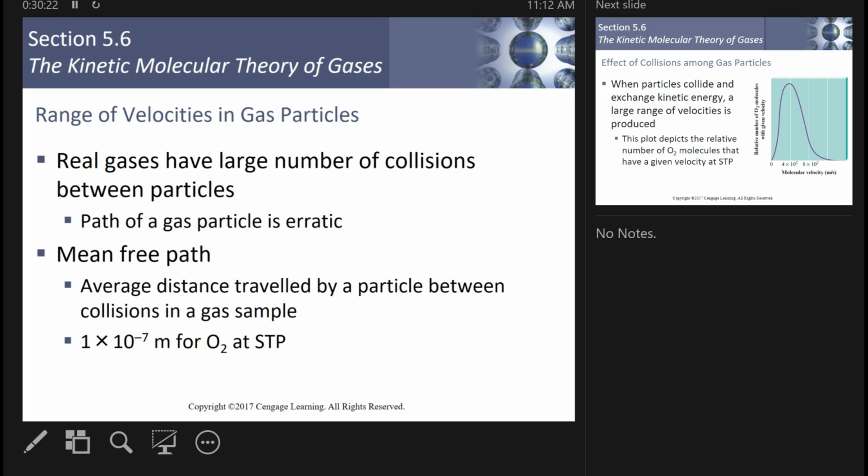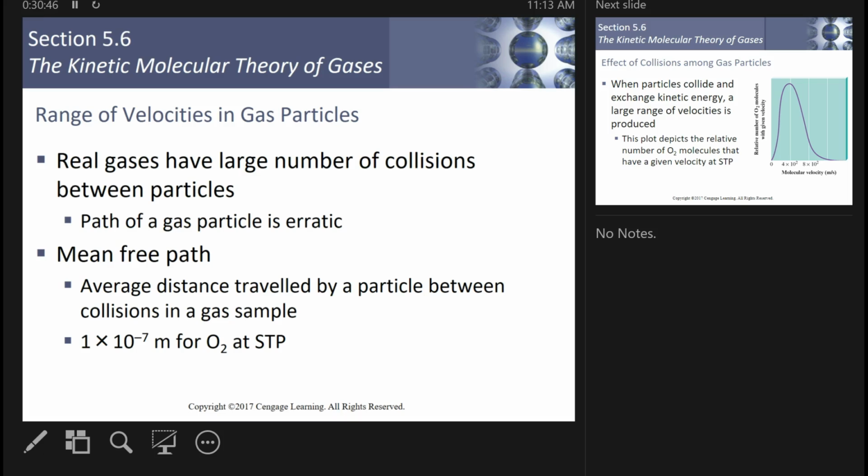Okay, so now let's look at velocity and why that is important in terms of gases. We know why it's important in terms of physics, but we have to know how it's important in terms of molecules and their motion. So, real gases have a large number of collisions between the particles. The path of a gas particle is erratic. What does that mean?